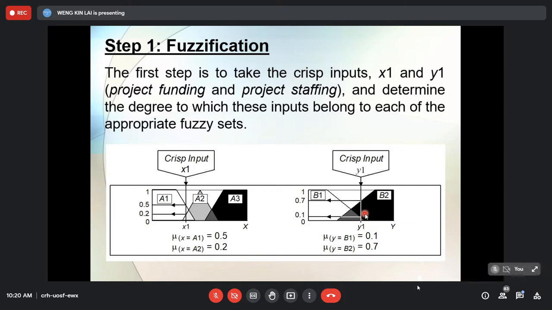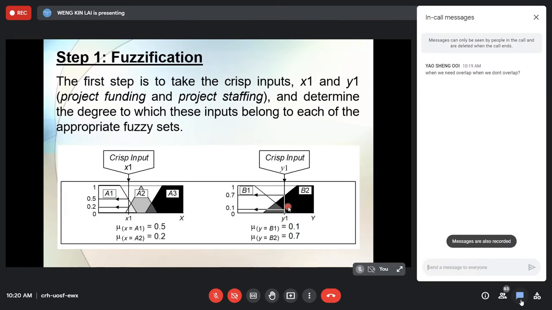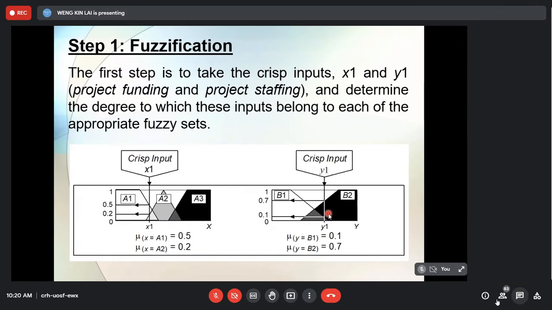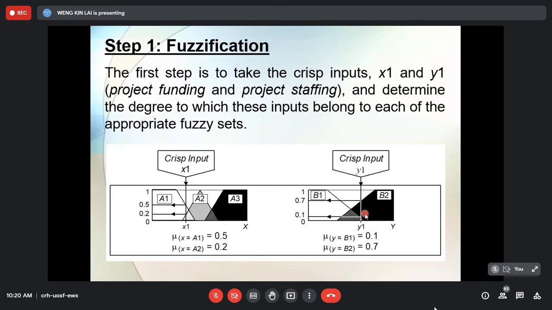There's a question from Yao Xing. Let me check. I think he's asking, when do we need overlap? When don't we need overlap? Good question. What do you want with the clustering? There is no magic formula. There's nothing to say that we always use 10%. I mean, the question is, do we actually even need overlap?